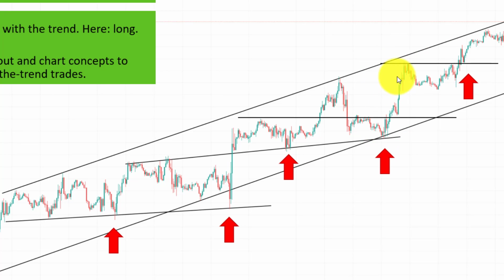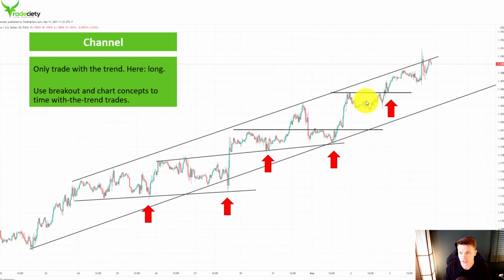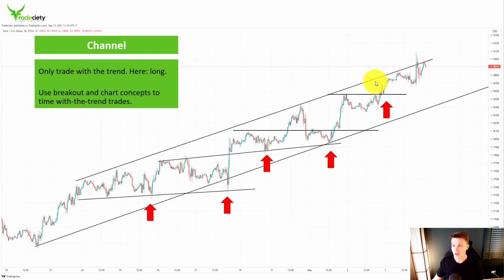Here we have another example. The market is in an upwards move, puts in a consolidation, gives us this nice resistance level, breaks out, and continues higher. So there are a few options that we can use such a channel to time with the trend entries within the channel. And again, if you find that there is an upward sloping channel, only look for buying opportunities.